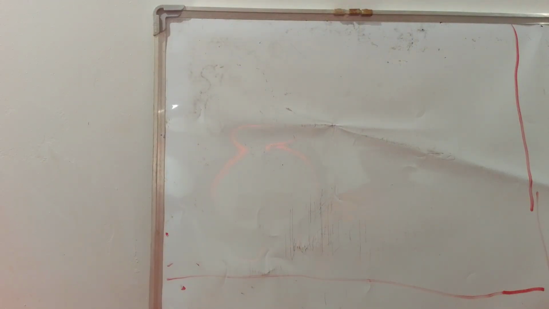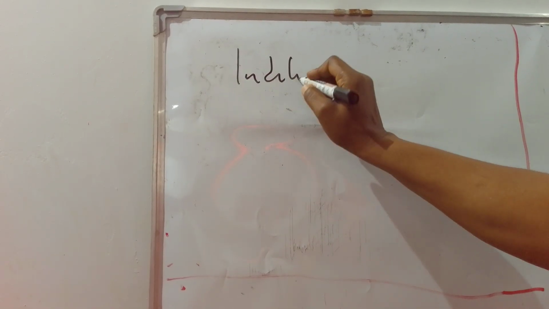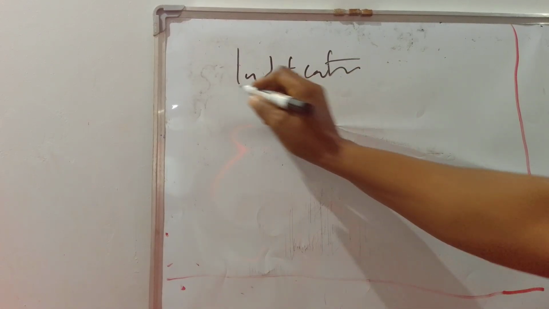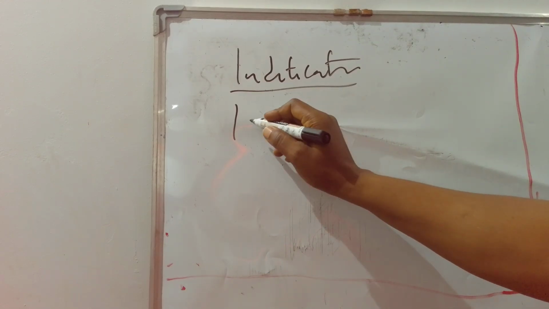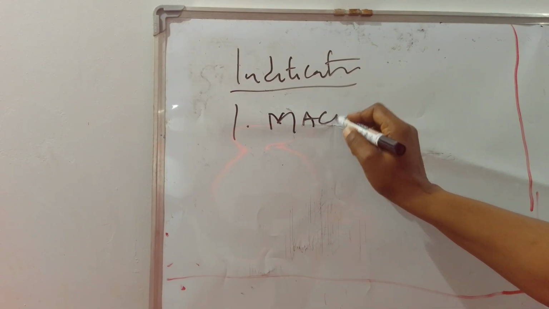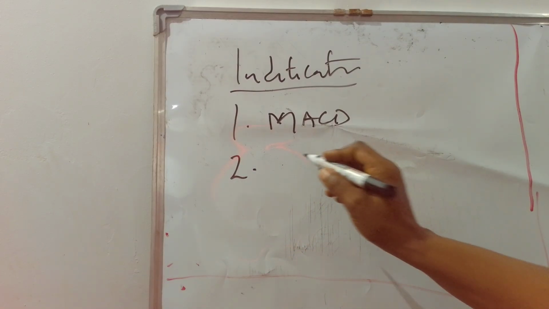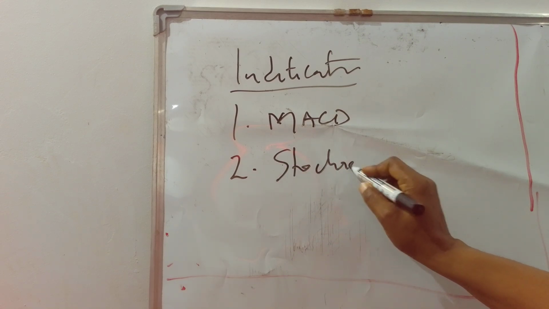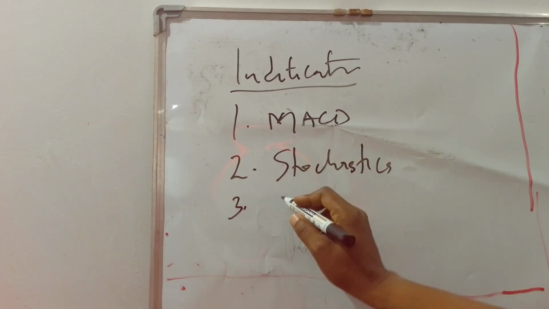I will quickly show you what the strategies are. Number one of the strategies that you're going to use is this. I will give you the list of the indicators that you're going to use. One, you're going to use MACD. Two, stochastic. Three, EMA.